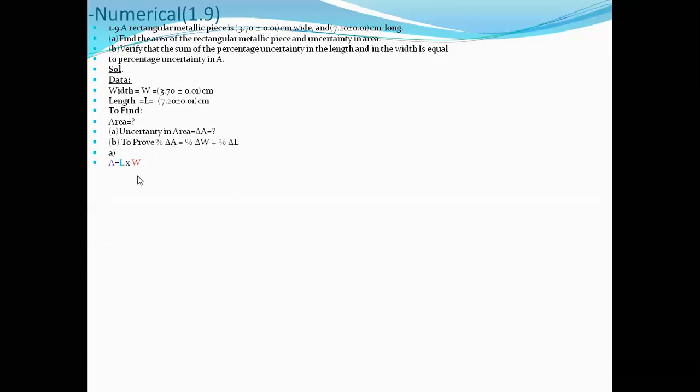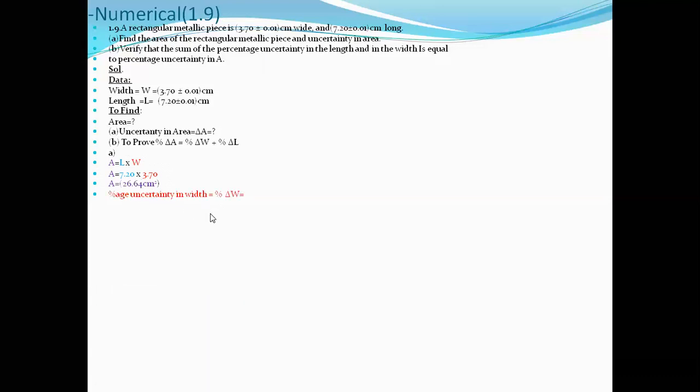Area is equal to length into width. We already know that this is the formula for the area of a rectangle. In the case of a square, we multiply the same side twice because both sides are the same, but we are dealing with a rectangle, so it is length into width. Putting in the values, area will be equal to 7.20 into 3.70. We have the answer: area will be equal to 26.6 centimeters square.